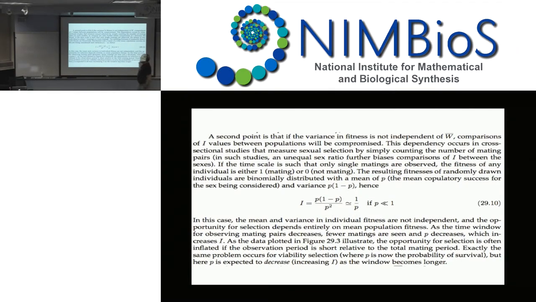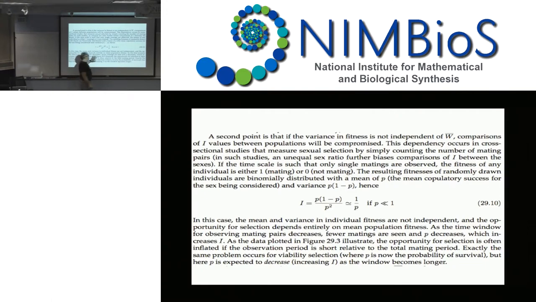The next thing is opportunity for selection can be problematic in the following sense. Suppose I'm looking at a small time window and looking at number of matings or looking at survival. And in a time window, you either mate or don't mate. So what's the opportunity for selection? Well, in that case, if P is the probability of mating, 1 minus P is the probability of not mating, you can then figure out the mean fitness is P, so squared that is P squared, and there's the variance. So basically, the opportunity for selection is 1 over P.